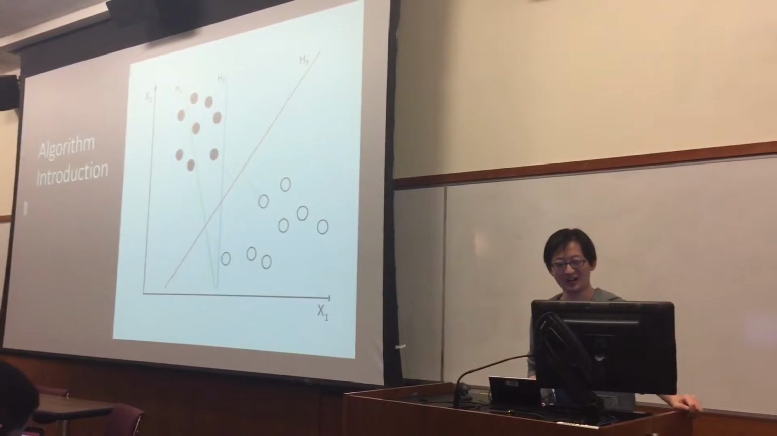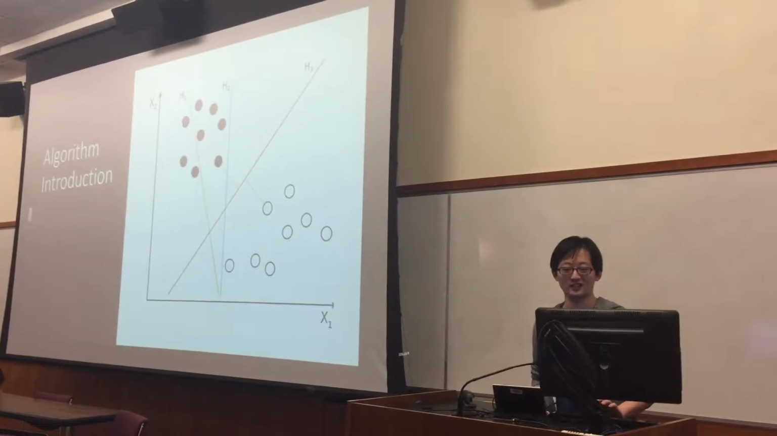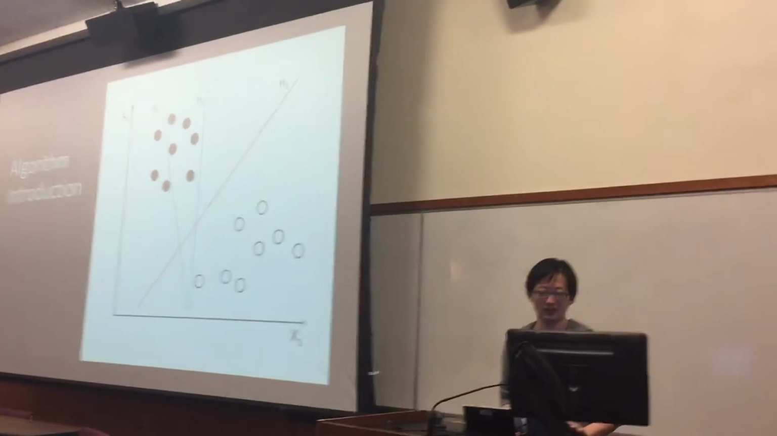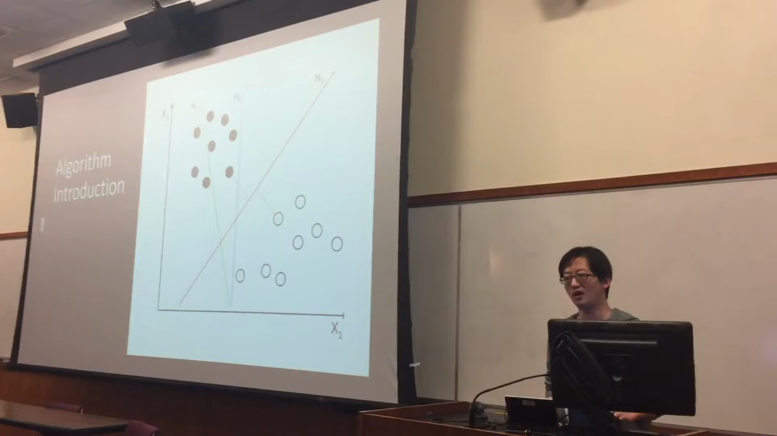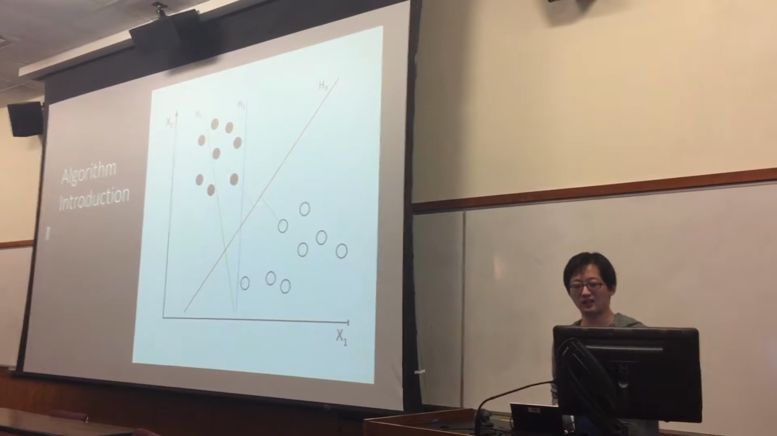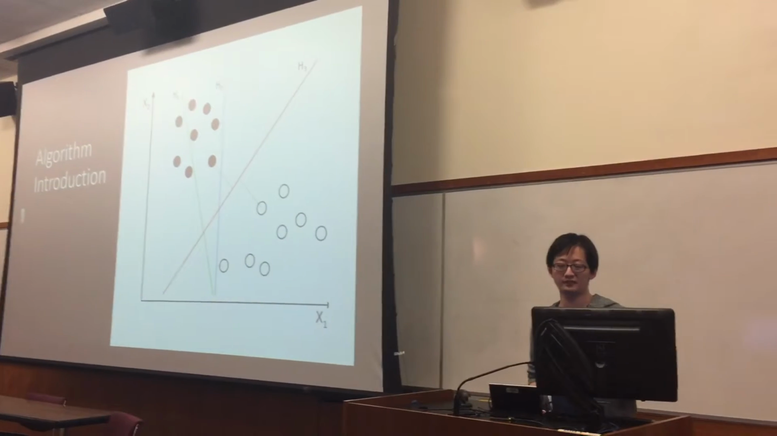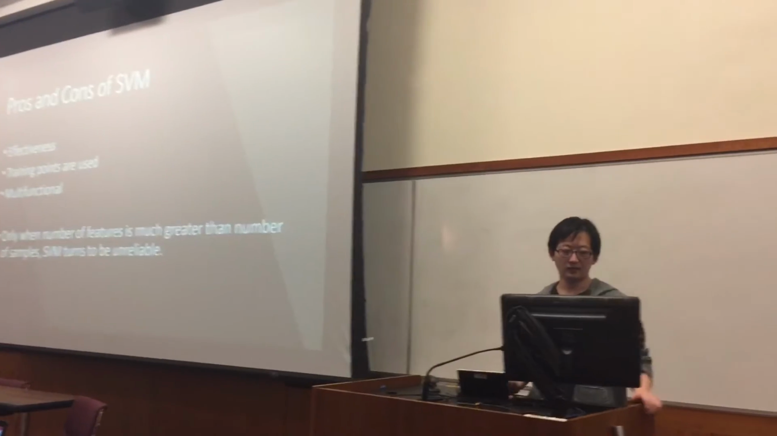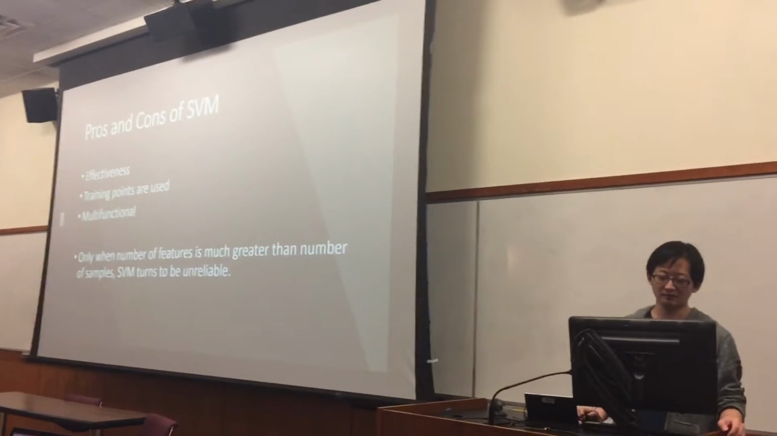Okay, so suppose given a data set, each belongs to one of two classes of data, and the goal here is to decide which class a new data point will be in. And here are some pros and cons of SVM.